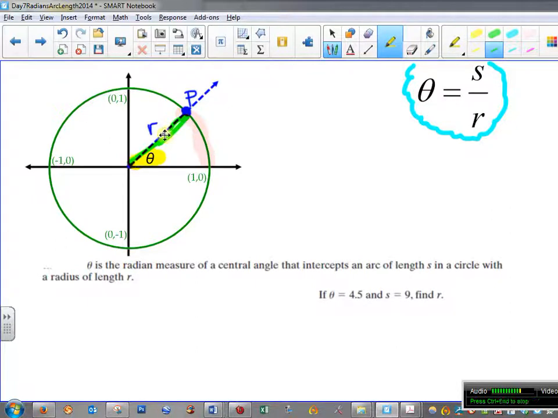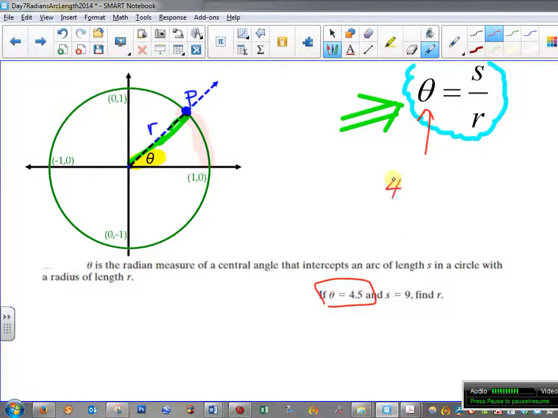And when you have this set up, the relationship between the pink arc, the green radius, and the yellow angle theta is defined by this formula here. But it's important to know that you cannot use this formula unless you have a radian measure for theta. It won't work otherwise. So this tells us we have theta in radian measure. Theta is equal to 4.5 radians. So I'll say 4.5 is equal to S is 9, so I can put 9 in place of S, and we don't know what R is, so we'll leave that the variable.